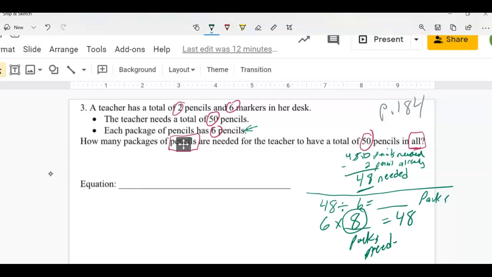8 packs are needed. Okay, and we're gonna take this one and we can move it up here to there. Okay, so 8 packs are needed because of a couple of different operations that we had to do.